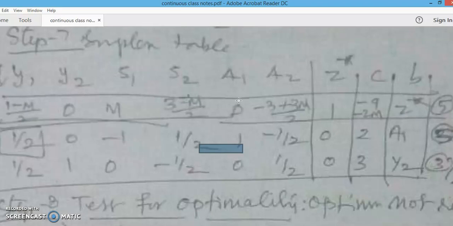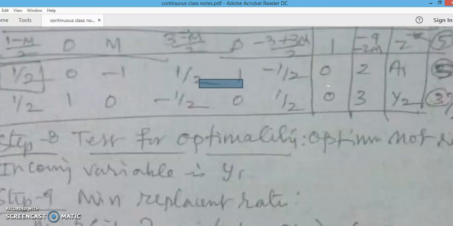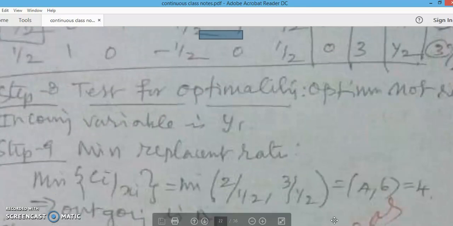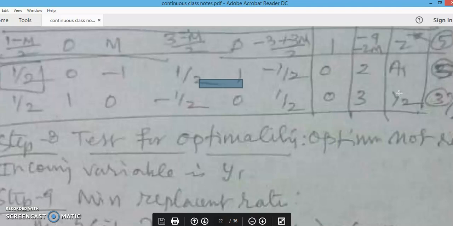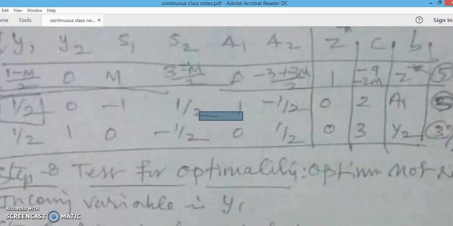Optimum is not reached. Okay, so minimum replacement ratio: 2 by 1 by 2, 3 by 1 by 2. The minimum is 4. That means this is the outgoing variable. A1 is the outgoing variable, the incoming variable is Y1, the intersecting element is this, and that's the pivotal element.